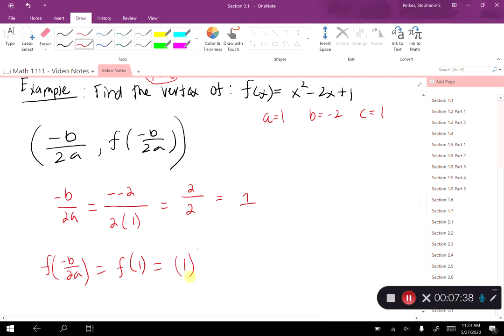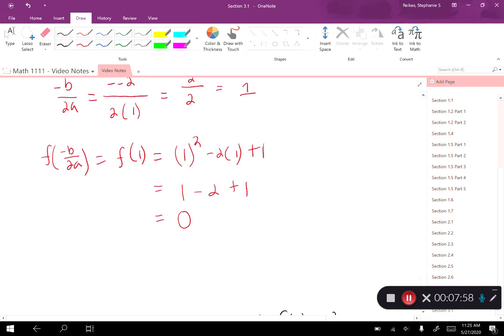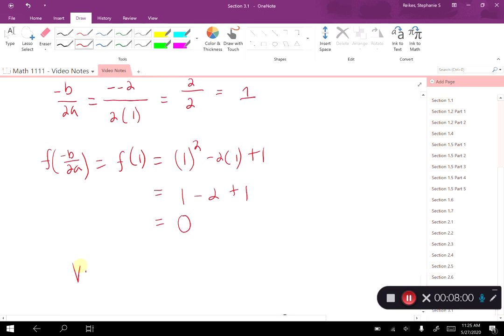Plugging 1 into my formula, I'm going to get 1 squared minus 2 times 1 plus 1. Simplifying, I get 1 minus 2 plus 1. 1 minus 2 is negative 1 plus 1. I'm at 0. And so final answer, putting it together nice and pretty, your vertex happens at 1, 0.